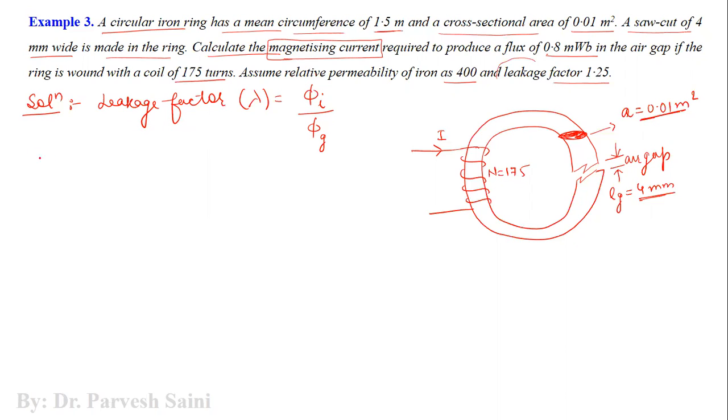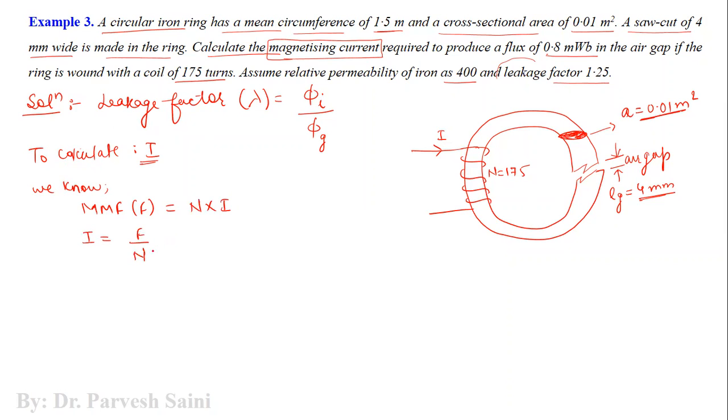So now we have to calculate the value of current. So we have to calculate I. How can we calculate I? So that we need to understand. We know that the magnetomotive force is equal to number of turns into the current. So from here we can find out I is equal to the force divided by the number of turns, right?